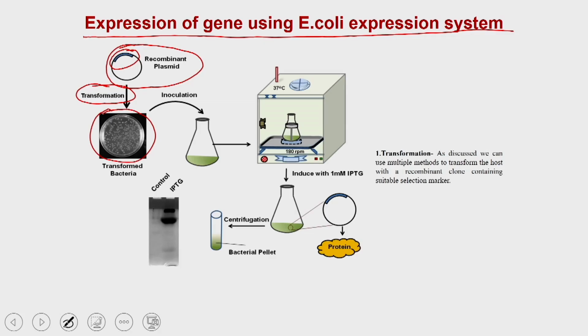So, in the first step you will do the transformation, and we have discussed many methods of how to transform a host with a recombinant clone containing suitable selection markers. So, you will do the transformation as well as the selection of the transformed bacteria.